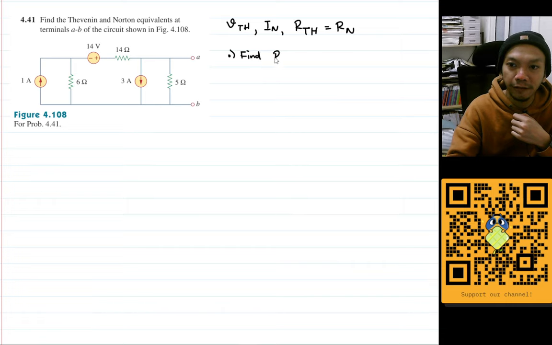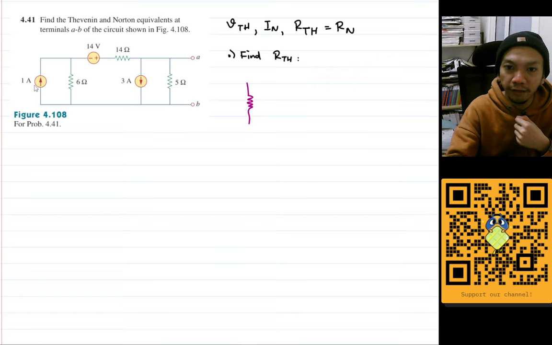So finding the RTH, how? We need to turn off all the independent sources. So we replace this current source by an open circuit, and we replace this voltage source by a short circuit. Let's redraw the circuit here.